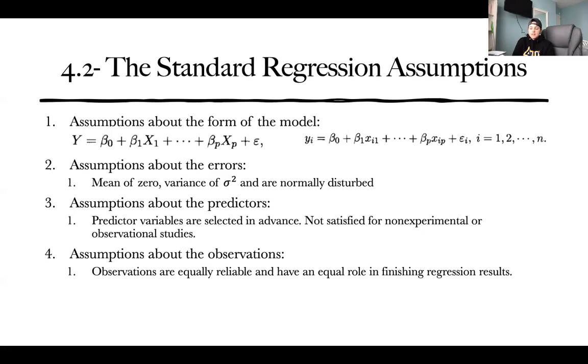And finally, our last assumption is the assumption about the observations. Observations are equally reliable and have an equal role in finding regression results. Small or minor violations do not invalidate conclusions, but we still wish to eliminate them.